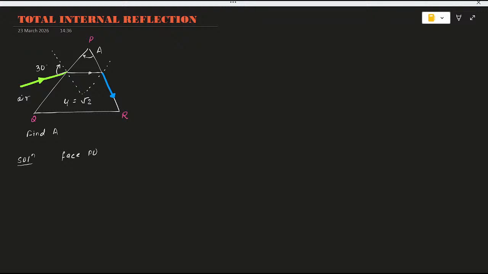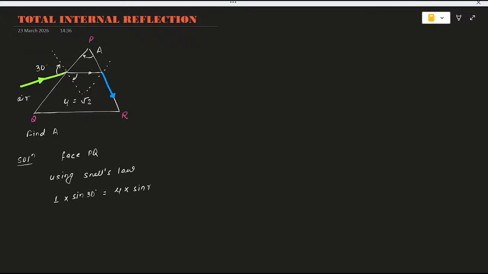So when we are considering face PQ, we can see that the light ray is traveling from rarer medium to denser medium. We know that TIR will not occur there, but since refraction is based on the basic principle of Snell's law, we will be applying Snell's law over here. Any difficulty? So using Snell's law, we write 1, because the refractive index of air is 1, you know it, into sin 30 will be equal to mu into sin r.